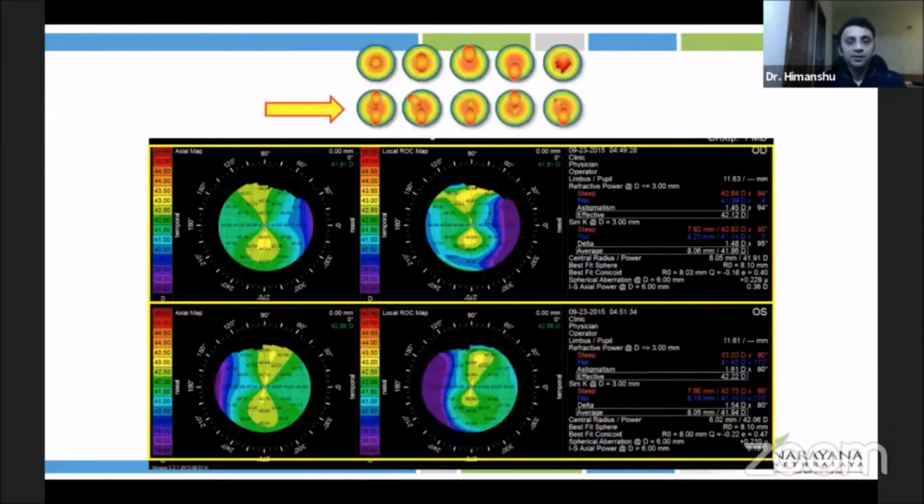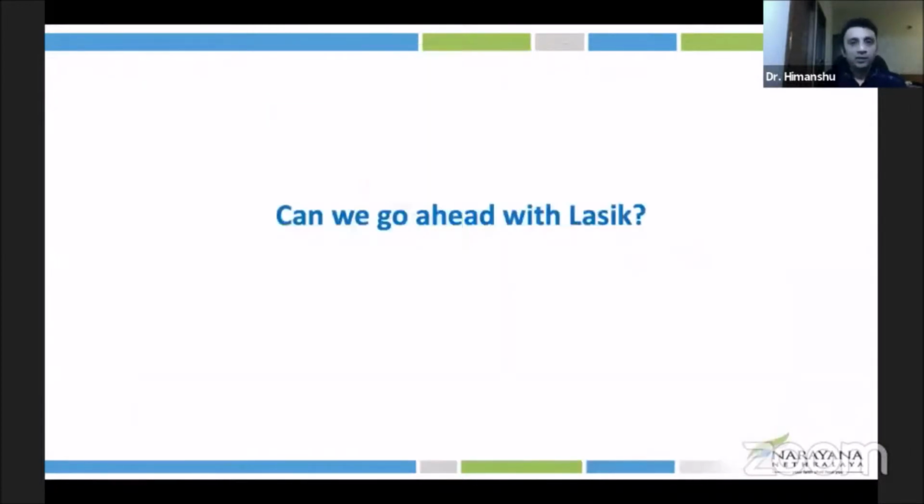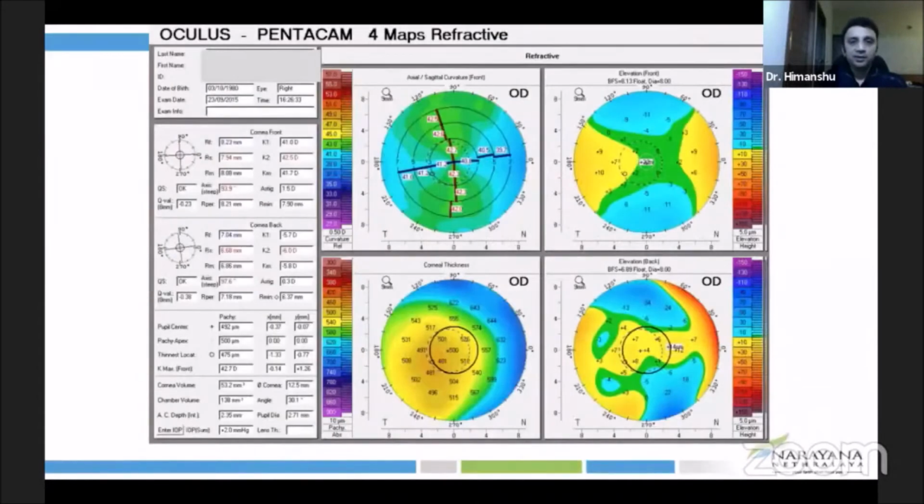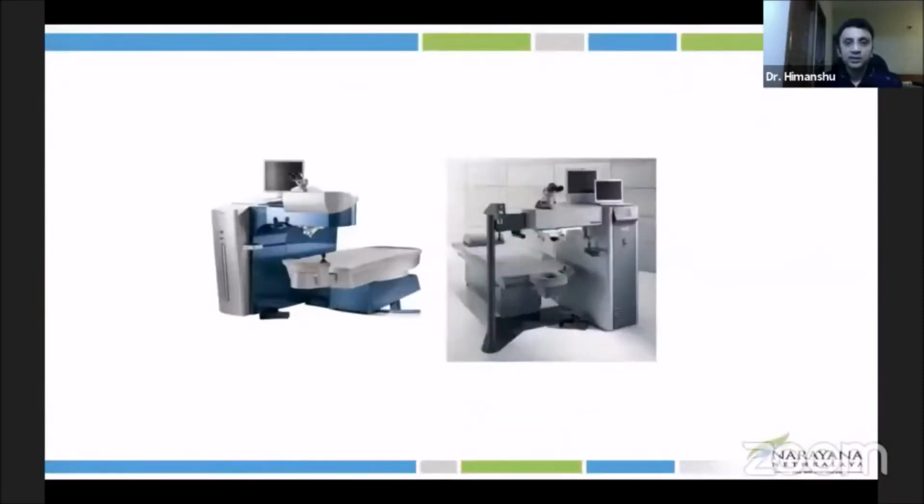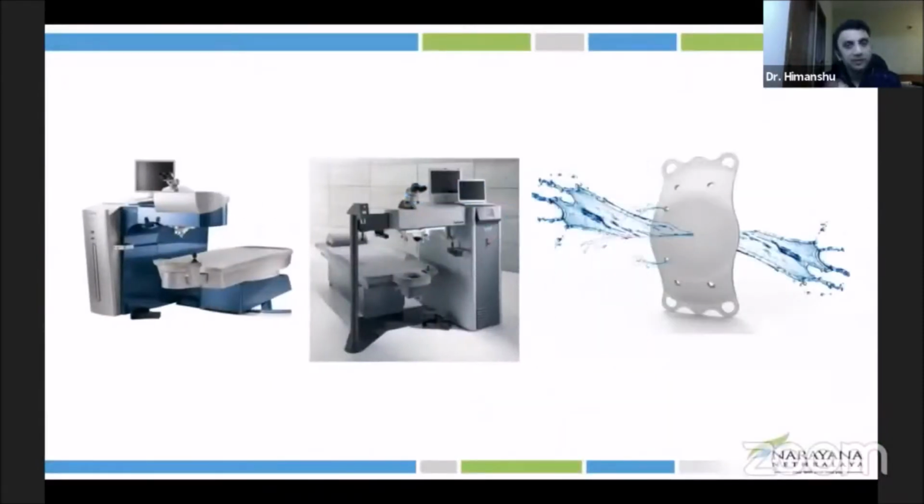If you look at the pattern, it seems to be a with-the-rule astigmatism pattern, and I would be quite okay with that. However, can we go ahead with LASIK here? When we did a Pentacam, we realized that the thinnest point, unfortunately, wasn't in the central part of the cornea, and hence the central pachymetry wasn't the thinnest pachymetry. The thinnest pachymetry was 475 micron. In such cases, I would not be very keen on doing laser refractive surgery. In such cases, I would rather go ahead with the phakic IOL.